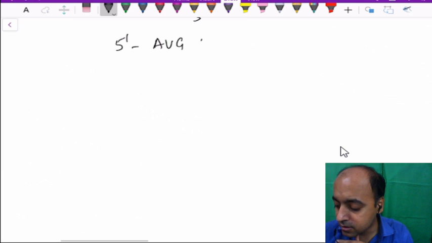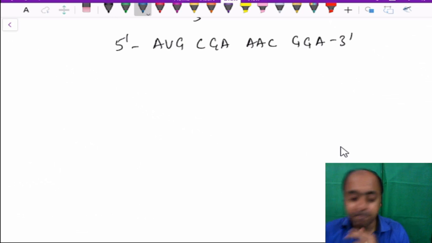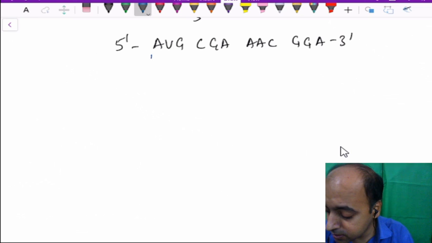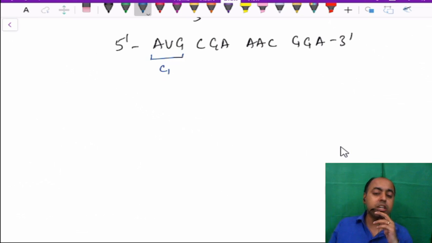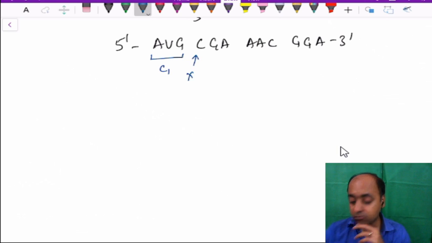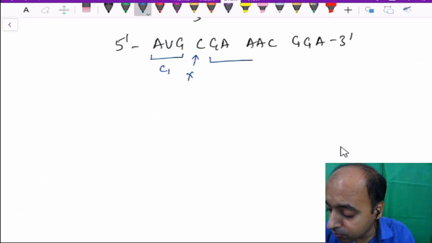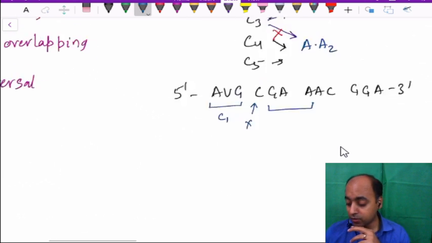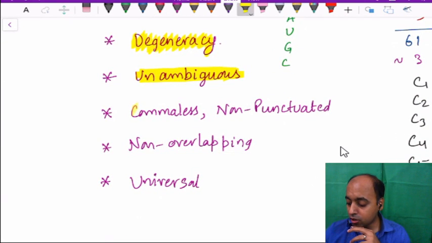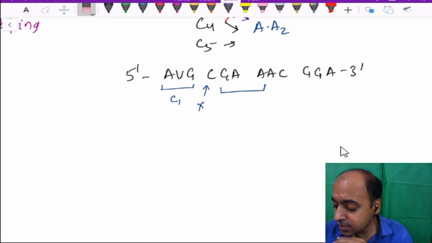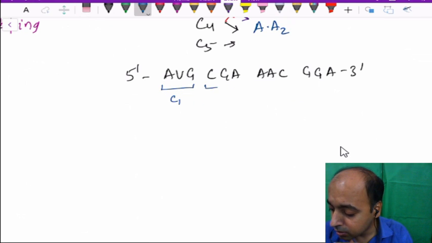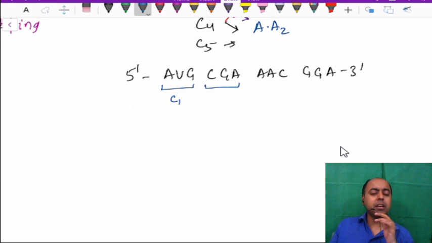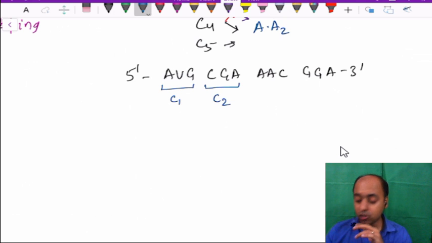Let's say you have a sequence like this. And you start making the codons in triplet forms. This is codon 1. Now when the time comes to read codon number 2, you say, oh, I don't like the C, so I'll start my codon 2 from here. This is not allowed. Like we said, the genetic code is commaless or non-punctuated. Doesn't matter from where the nucleotide has come. Doesn't matter whether you like it or not. If it is there, it has to be included when you are reading the frame. If it is there, it has to be read, and this is how you will get codon 2.